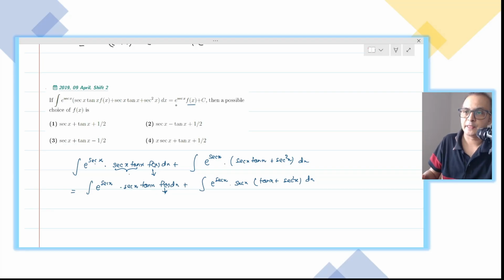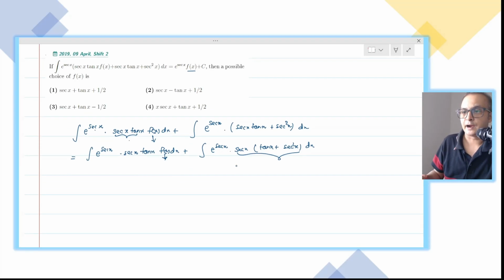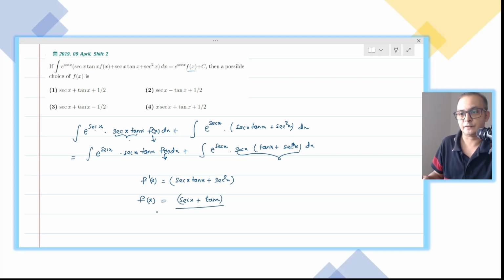So it means that it is following this structure. So if I have this f(x), I must have this whole thing, what I am seeing must be f dash x. Then only this result will come. So this f dash x must be sec x tan x plus, I must have a sec x here, sec square x. And so in order to find f(x), I can integrate it. So the integration of sec x tan x is sec x, and of sec square x is tan x. So I have the value of f(x) as sec x plus tan x, the definition of f(x).